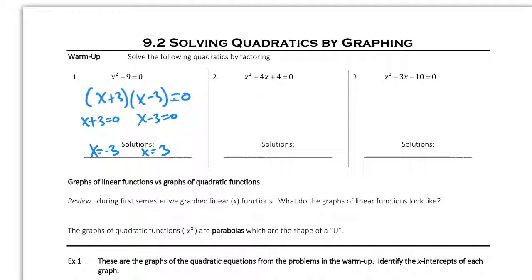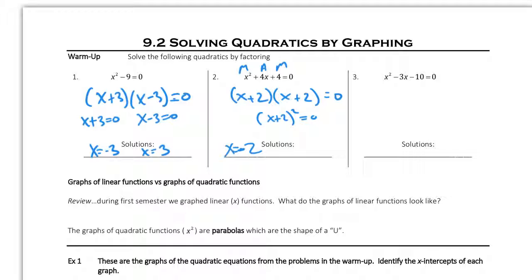For example 2, when I factor this, there's no GCF, so we're going to set up my two parentheses. We'll do x and x. It's MAM. I want to multiply to 4, so that's going to be 2 and 2. And 2 plus 2 is 4, so it's x plus 2 squared. Well, the only solution there is negative 2. If I set both those parentheses equal to 0, I'd get x plus 2 equals 0 both times. So my answer is x equals negative 2.